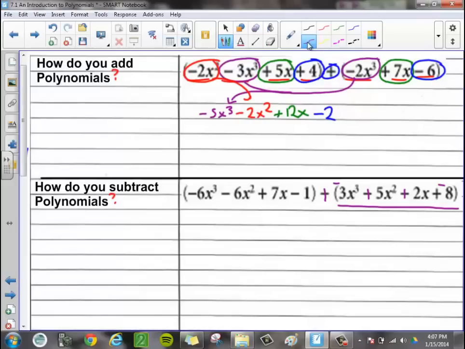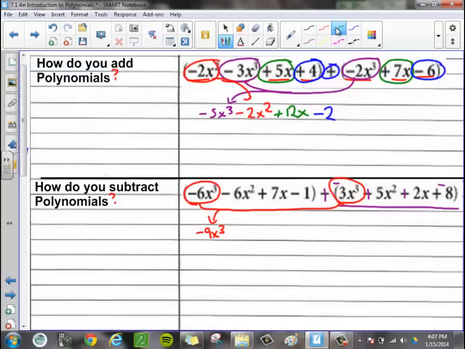Okay, we'll start with finding the highest degree. Well, in this situation, I've got negative 6x to the third, that's the highest degree here. And I've got negative 3x to the third here. When we bring those together, I've got negative 6x to the third plus negative 3x to the third. That's negative 9x to the third. Okay, let's move on to the next one.